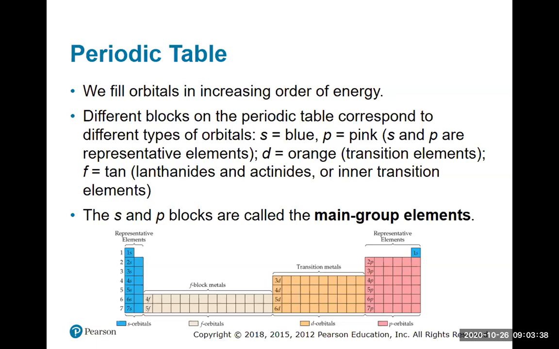Those are the ones that are most common and the ones you typically deal with. The s and p ones, so the 1A and 2A, and then the pink ones over on the right, so that'd be 3A, 4A, 5A, 6A, 7A, 8A. Those elements are called the main group elements.